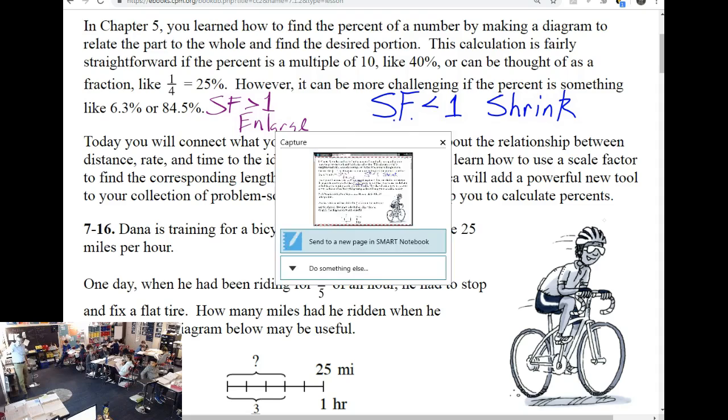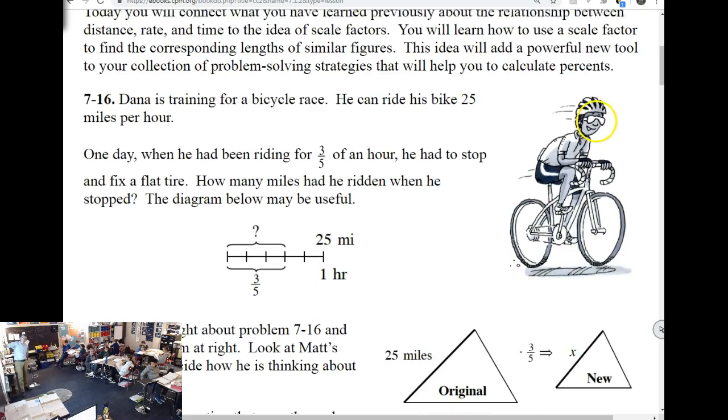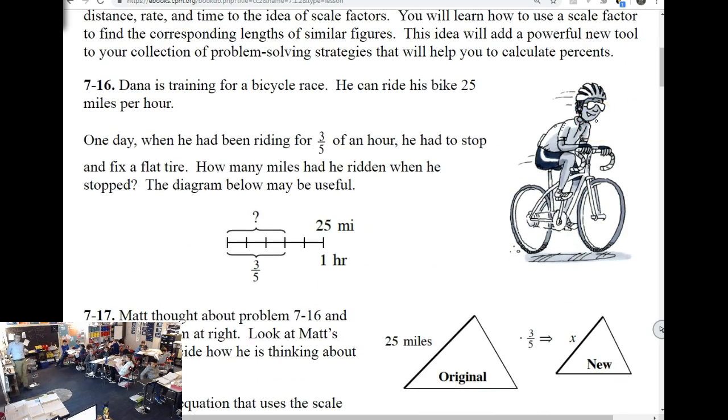So, this same idea gets carried through in our distance, rate, and time problems because we have situations like this. Dana's training for a bicycle race. He can ride 25 miles per hour, which is pretty quick. One day, when he'd been riding for 3/5 of an hour, he had to stop and fix a flat tire. How many miles had he ridden when he stopped?